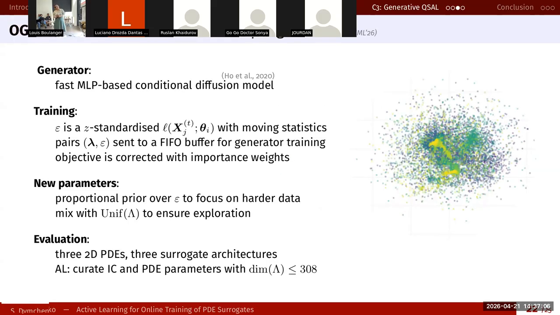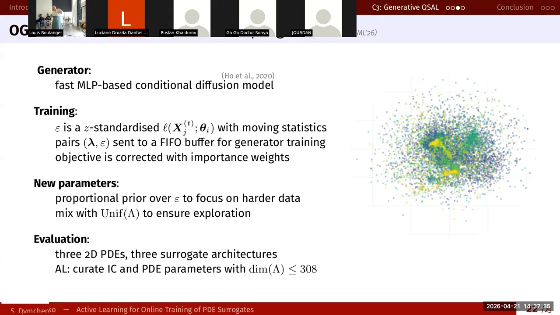We implemented UGA's method, online generative active sampling, OGAS. Here, the generative neural network is a fast conditional diffusion model. The epsilon we define as a standardized loss with moving statistics over training. And then now the OGAS lives in this parallel active learning process in Melissa.